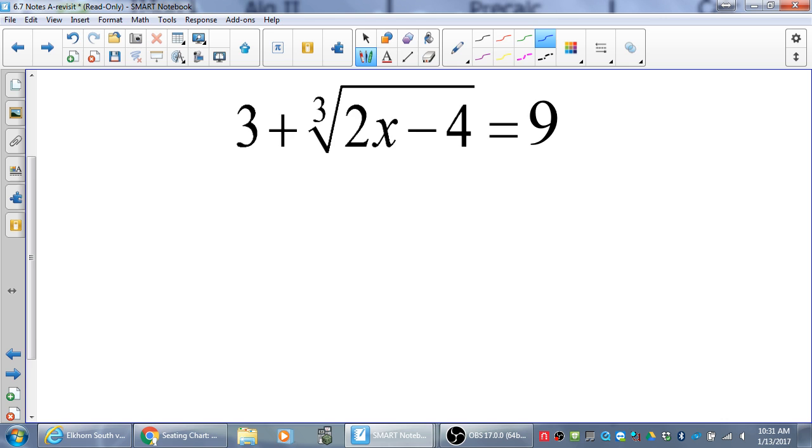Third root of 8 is 2, and I think we need an extra. So the third root of 8 is 2. Or fourth root or fifth root, or whatever you want.